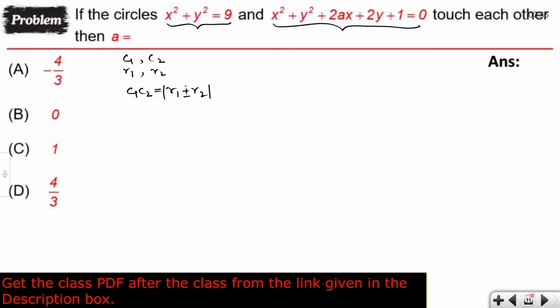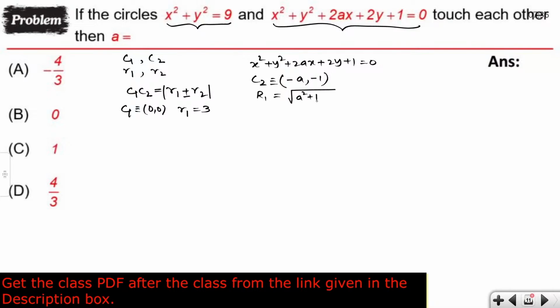Okay. Now, what is the center for the first circle? It is 0, 0. And what is the radius? It's 3. For the second circle, I have to do a little bit of simplification for this one. No, I don't need it. What is the center of this circle? It's minus a comma minus 1. And what is its radius? It's root over of a square plus 1 minus 1. Yes? So this gives us modulus of a.